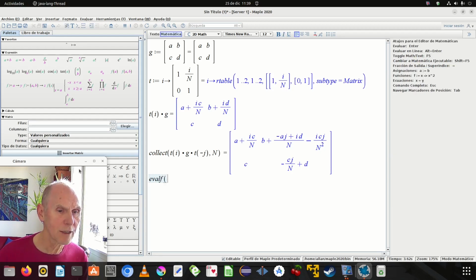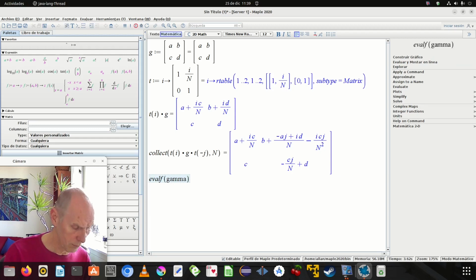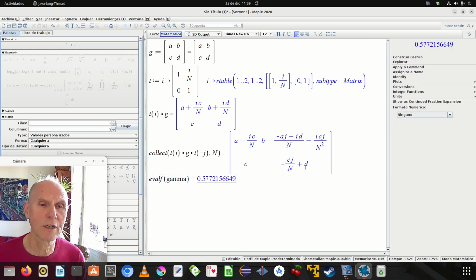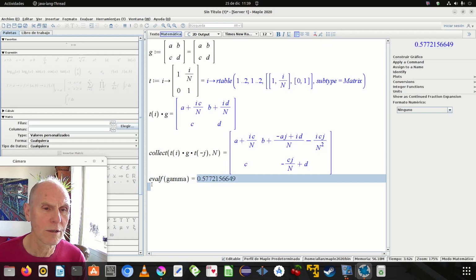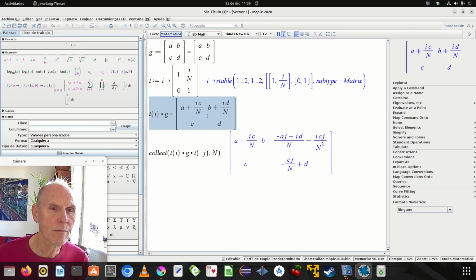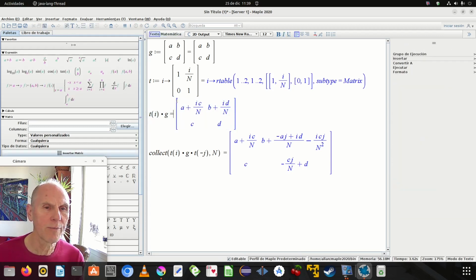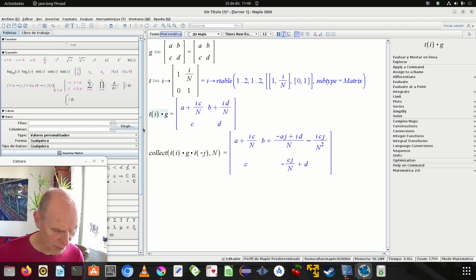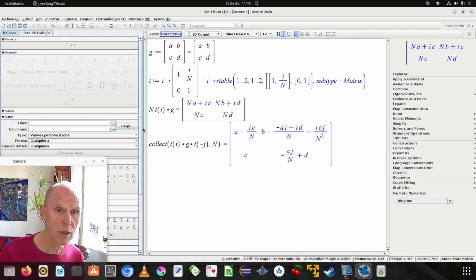Or maybe there is a constant called gamma. Let's see if that's the case. It is, I forgot that. I even forget what number it is now, though I do recognize the digits. Well, so here we have the translation. And to have integer entries, we multiply it by n. And then, of course, it has determinant n squared.